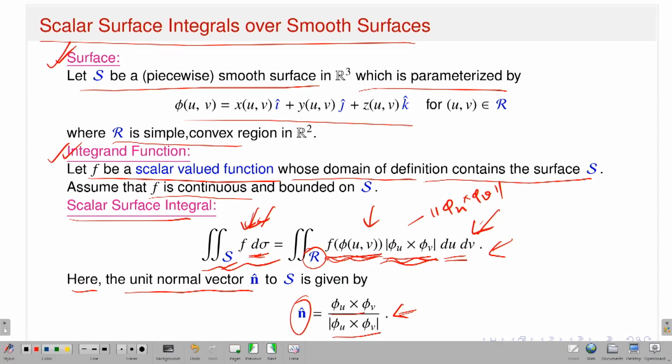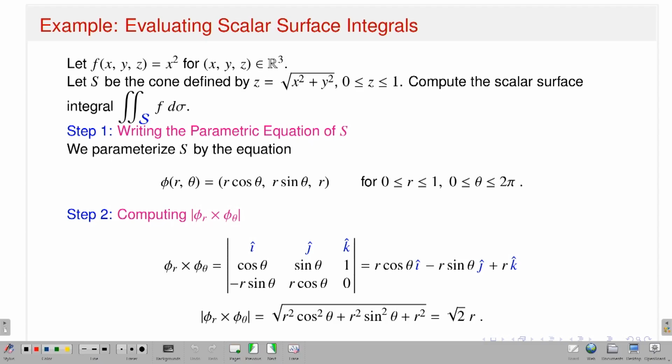Then this is the corresponding value of the scalar surface integral of my function f over the smooth surface S, that I denote as the integral of f d sigma over S. Okay, I think one example, if I calculate explicitly, will be more clear. So, example: evaluating a scalar surface integral.